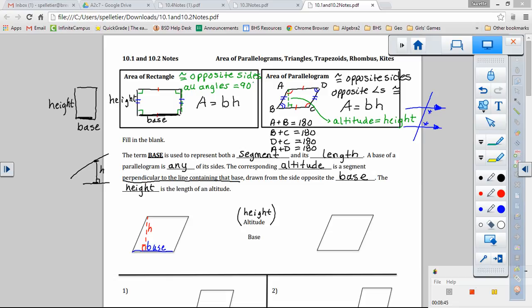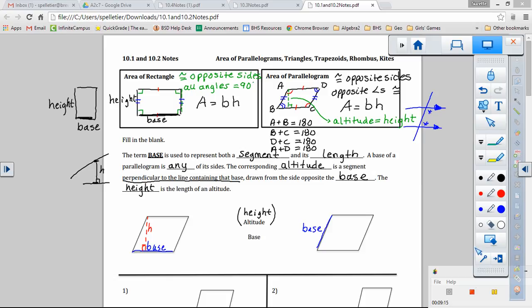But I could also flip the figure, and they do this a lot in the book and on the practice pages when you're working on these, to try to trick you. They call this the base, even though it's not sitting on its base. Remember, it said usually it's sitting on its base, but it doesn't have to. It represents a segment and its length. It doesn't have to be standing or sitting on its base. It usually is, but not always.